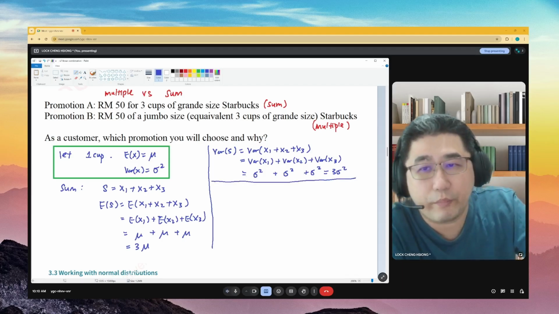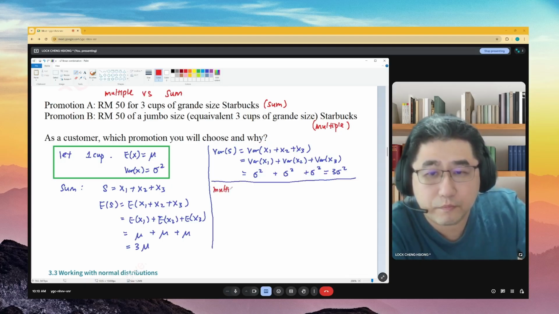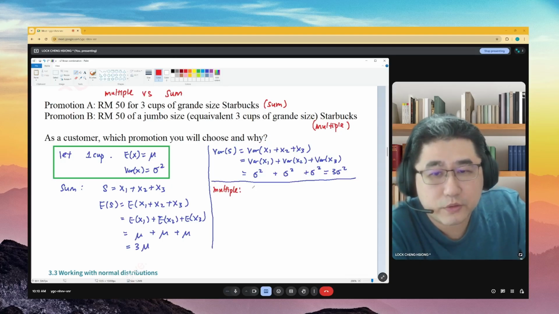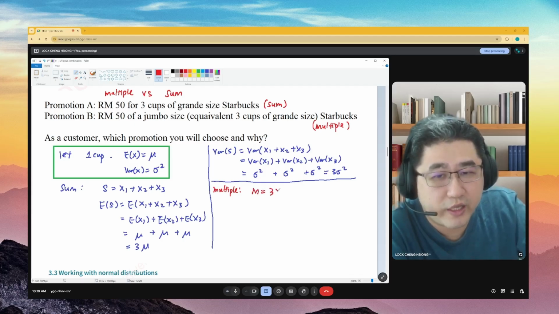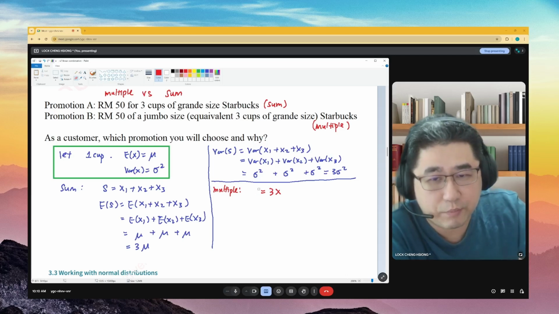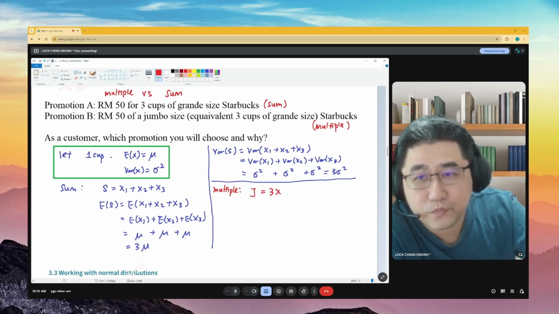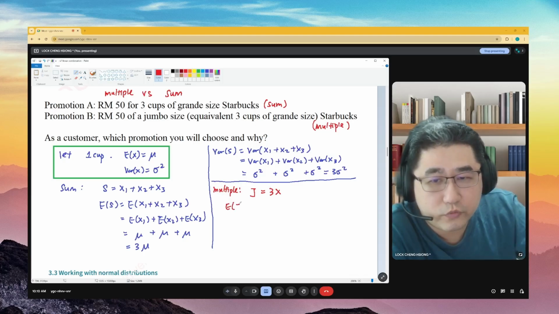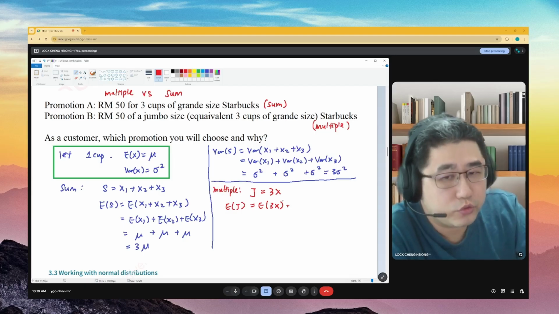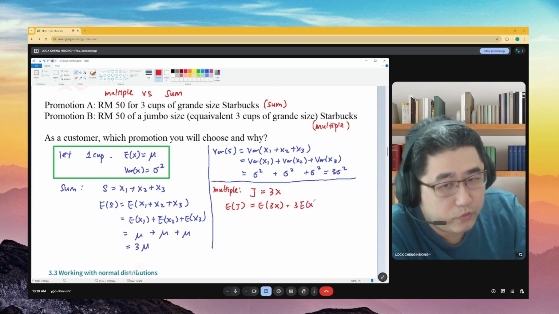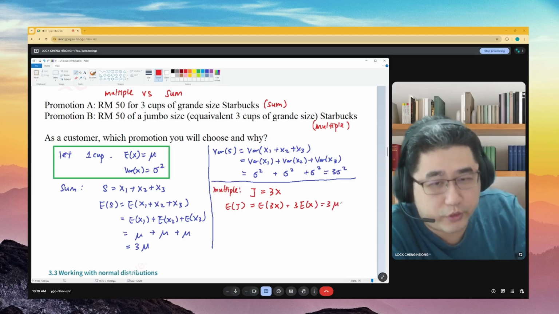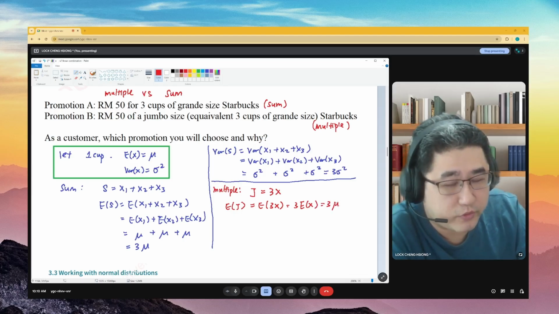Let's look at the multiple part. The multiple says M equals 3X. It's the jumbo size, so I could use J. I would like to calculate the expected value of J, which is the expected value of 3X. According to the rule, the 3 can be taken out. Therefore, I have 3 mu here. This is the result that we get. We leave it as it is first.